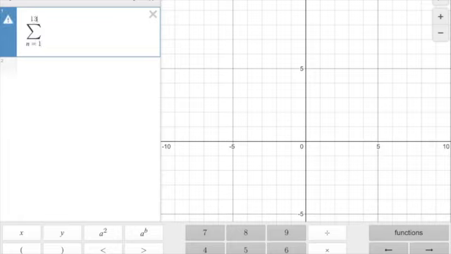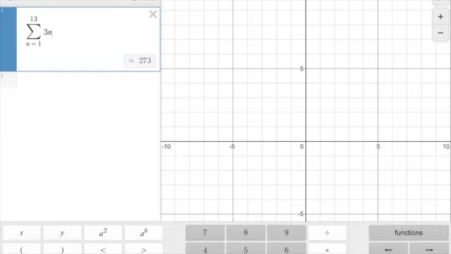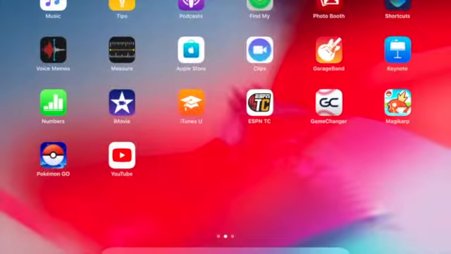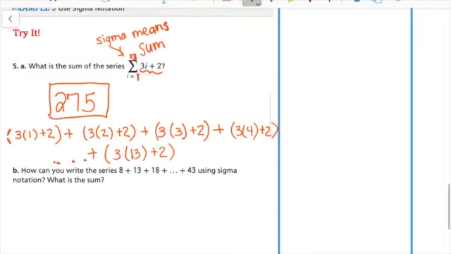1 to 13. Okay, notice they used N instead of I. So I am also going to use n to keep it consistent. Look at that. It did that for me. The answer is 275. Thank you, calculator, for allowing me to not have to do all of the stuff below it.